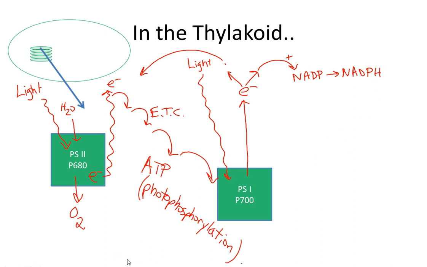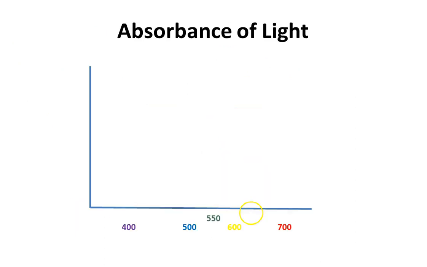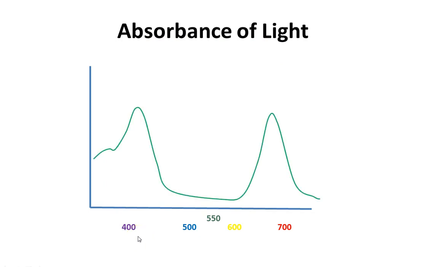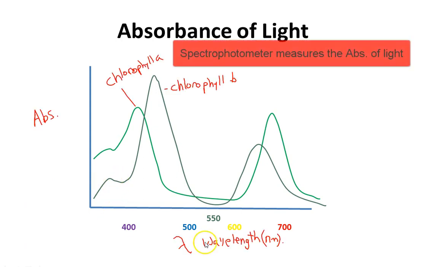So one common theme is that the products of the light reaction, which is right here in the thylakoid, are used to drive the process in the Calvin cycle. Okay, so up next, the absorbance of light is going to be something that you have to be familiar with. If we look at the absorption of light and we look at two pigments, chlorophyll A and chlorophyll B, we can actually graph the absorbance of how much energy it absorbs based on comparing it to the wavelength.